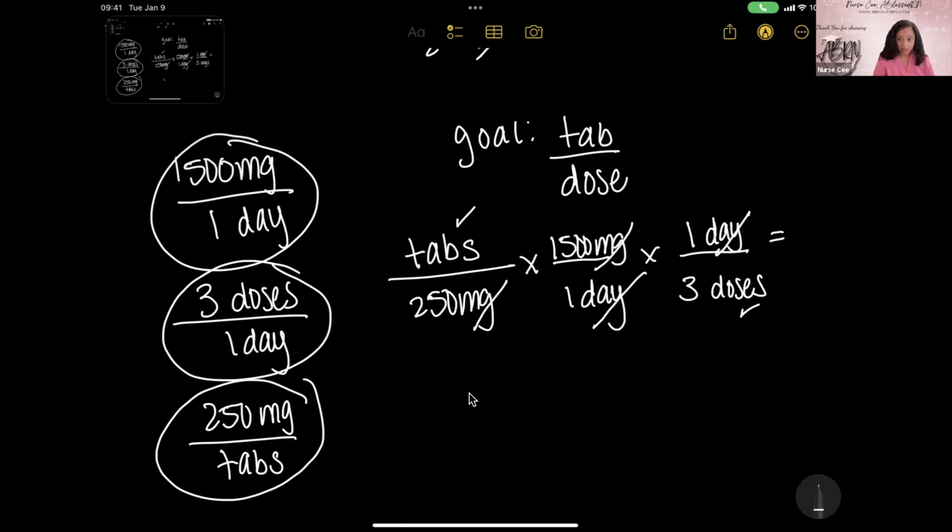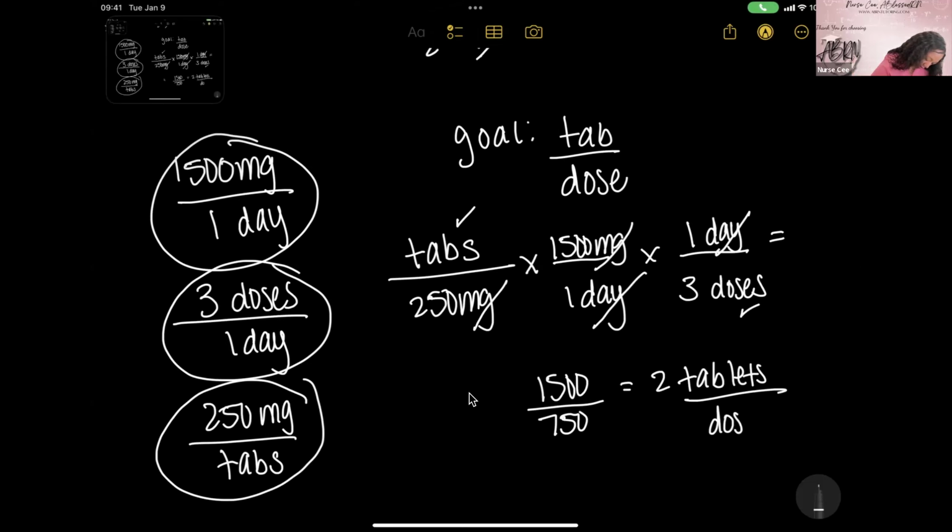So that is what you're looking for. So now you can multiply across the top, which is going to be 1,500, and then multiply across the bottom, which is 250 times 3, which is going to be 750. And then you'll divide the top by the bottom, which would be 2 tablets per dose. Exactly. Okay. Let's do another one.